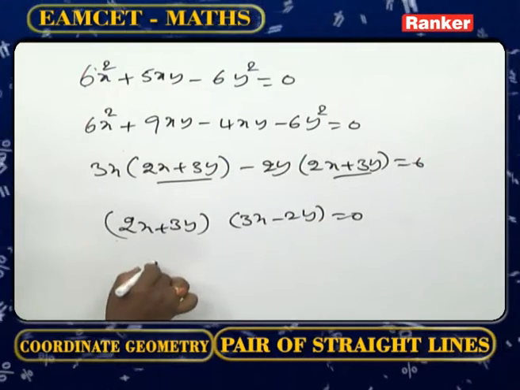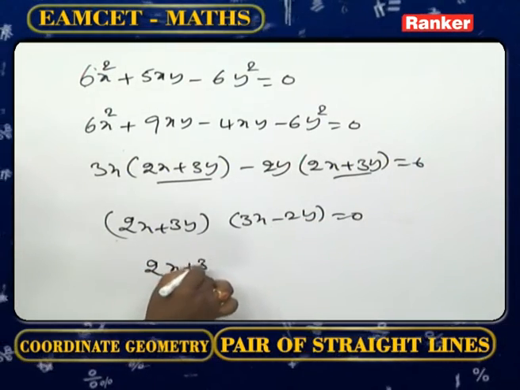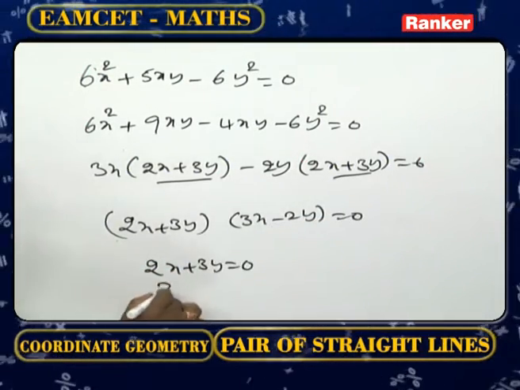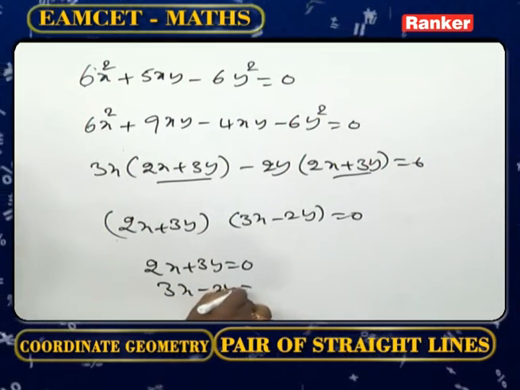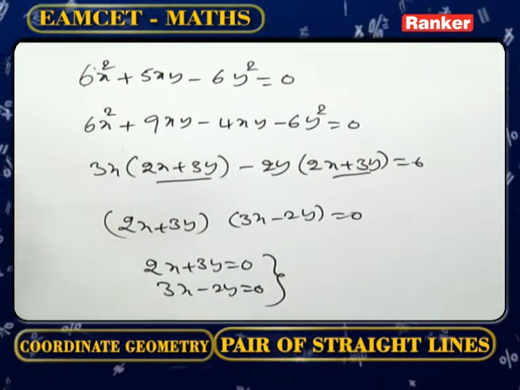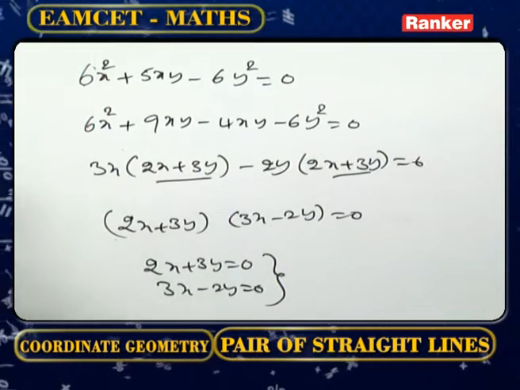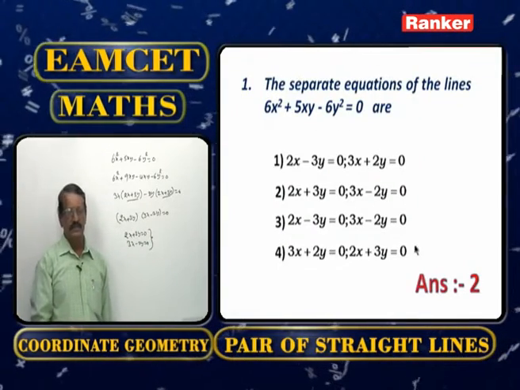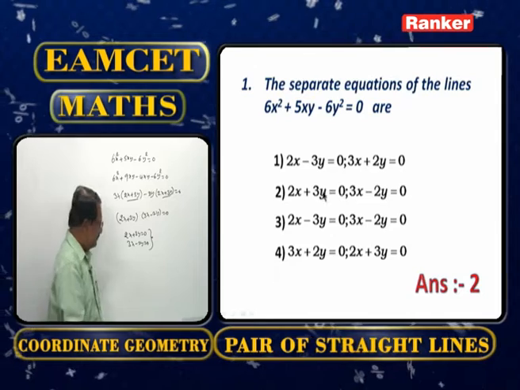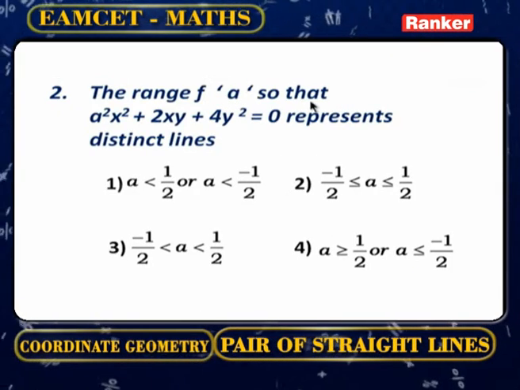Therefore, the separate equations of the lines are 2x plus 3y equals 0, and another line 3x minus 2y equals 0. The required equations are 2x plus 3y equals 0 and 3x minus 2y equals 0. Then the second option is the correct one. Second option.